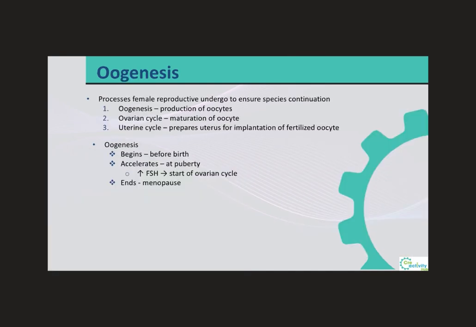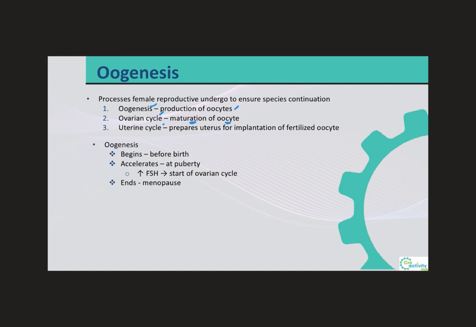There are three intercalated processes that help to ensure the continuation of our species from the female perspective. These are oogenesis, the ovarian cycle, and the uterine cycle. Oogenesis, like the name says, is the production of the female gametes that are called oocytes inside of the ovaries. The ovarian cycle is the monthly series of events associated with the maturation of this oocyte.